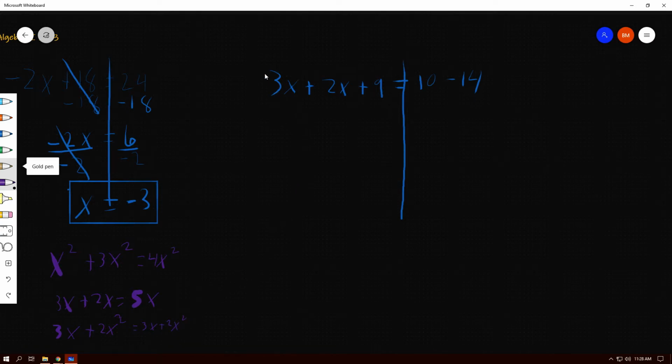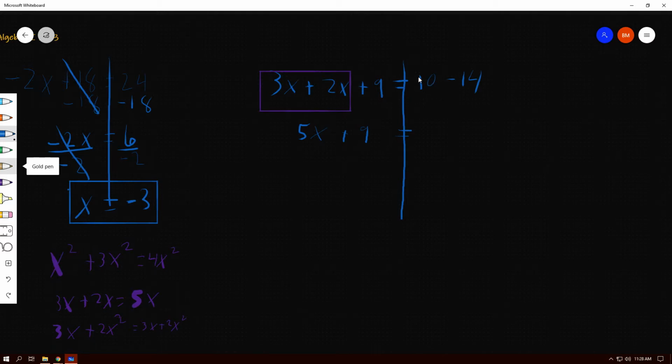All right, so over here, we have 3x and 2x. They are like terms. They both have the same variable and the same exponent. So that tells me I can now add these together. 3x and 2x is 5x. This 9 does not have an x, so it is not a like term, so I'm going to leave it alone.